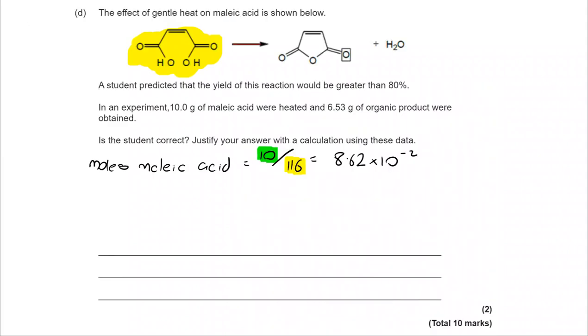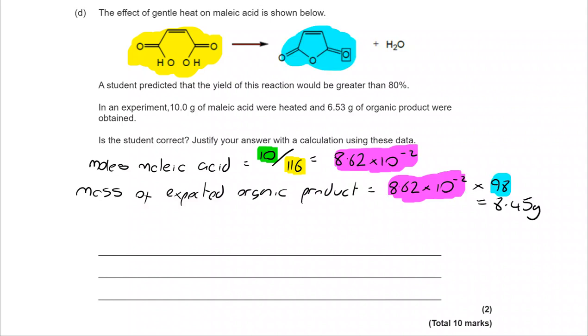Moving on to part D, the effect of gentle heat on maleic acid is shown below. The student predicted the yield of this would be greater than 80%, so we're throwing in a little bit of amount of substance here. In an experiment, 10 grams of maleic acid were heated and 6.53 grams of organic product were obtained. Was the student correct? We need to do a calculation to justify it. So you can see we've already started here. We had 10 grams of maleic acid, and I've calculated that its Mr is 116. From there, I get a molar value of 8.62 × 10^-2.